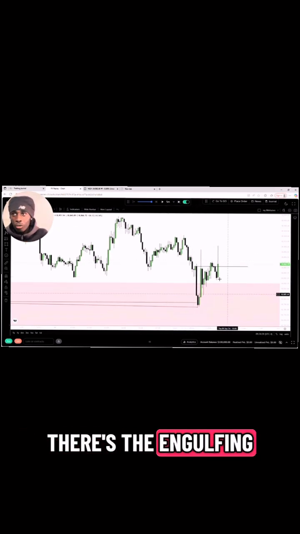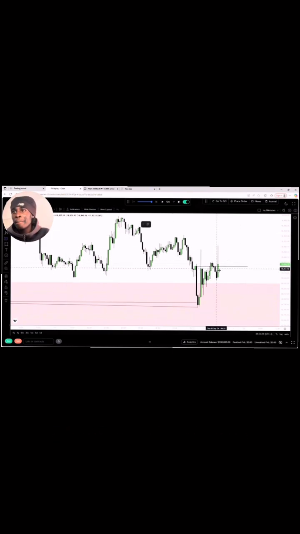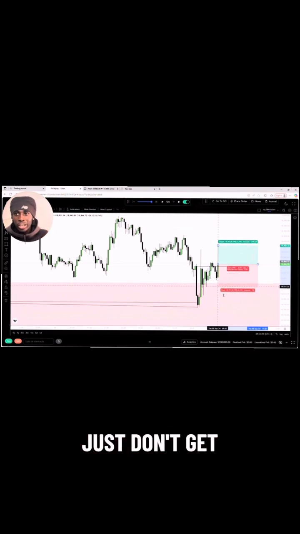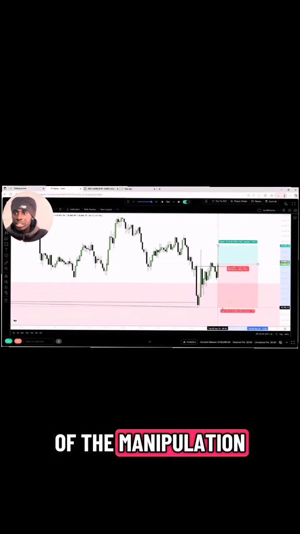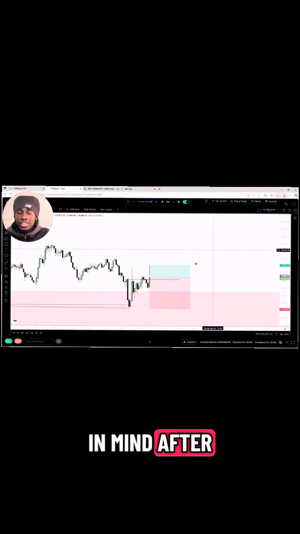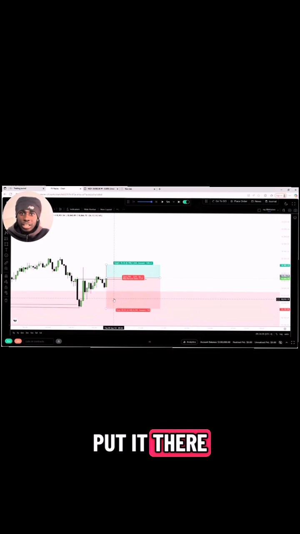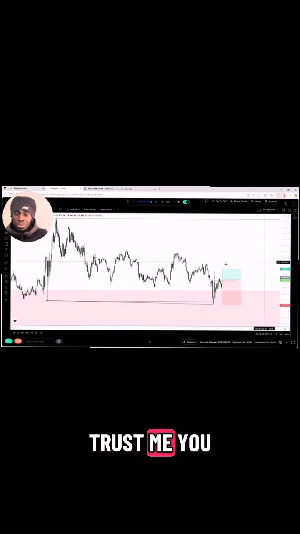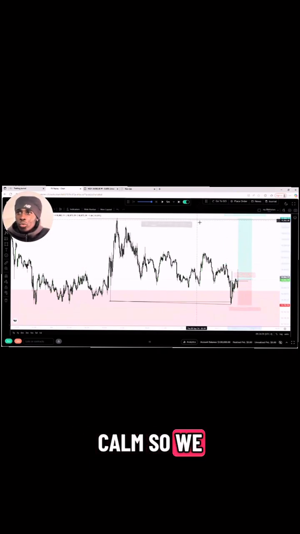Alright, cool. There's the engulfing candle. It's closed above that candle, which means it's engulfing, if you don't know what it means. Then now we're gonna enter right there. Don't get greedy and put your stop loss here. Put it always at the low of the manipulation because you just want to be safe in it. Because bear in mind, after the CISD, price can retrace into anywhere throughout this whole zone. So if you put it there, it can retrace, take you out, wick you out, and go straight to your target. Trust me, you don't want that. So we're gonna put that there.